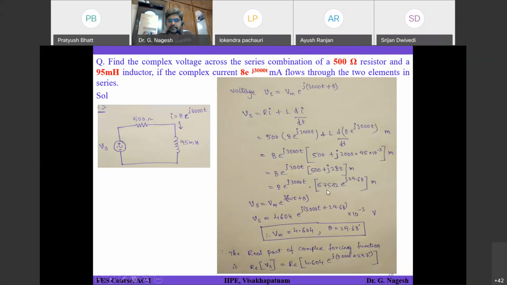Is it clear? Yes, sir. So if you have a plus jb, the amplitude will be root of a square plus b square, and the angle will be tan inverse of b by a, tan inverse of the imaginary part divided by the real part. So that will be 29.68 degrees. What will be the polar form for this one? The polar form for the exponential term which I am showing here.